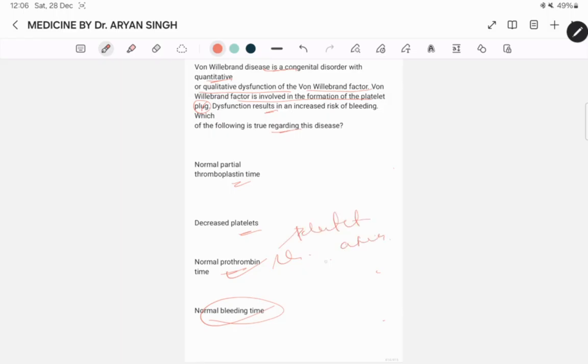Prothrombin time is a measure of the extrinsic coagulation pathway. Von Willebrand disease does not affect the extrinsic coagulation cascade, so prothrombin time remains normal in this disorder.